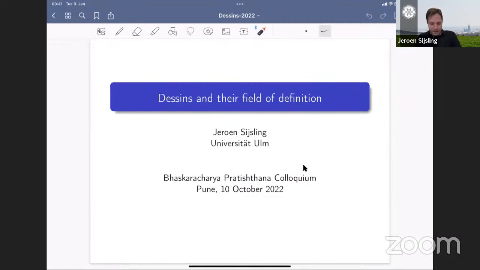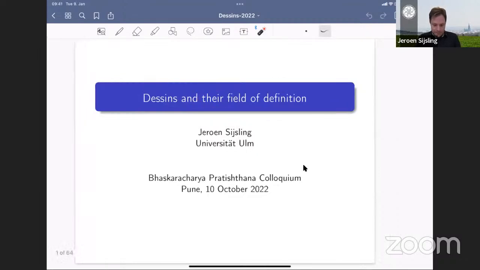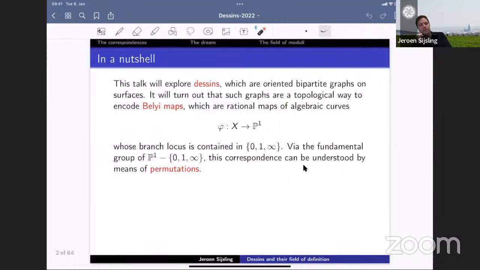So I'm going to, well, as you can see, there's two parts to this. I'm going to talk about Dessins and then later about issues about their field of definition. But here's the talk in a nutshell, what I'm about to do. We will look at Dessins and I will tell you what those are. Those are oriented bipartite graphs on surfaces. There was a thematic semester on this also, but I will recall this theory.